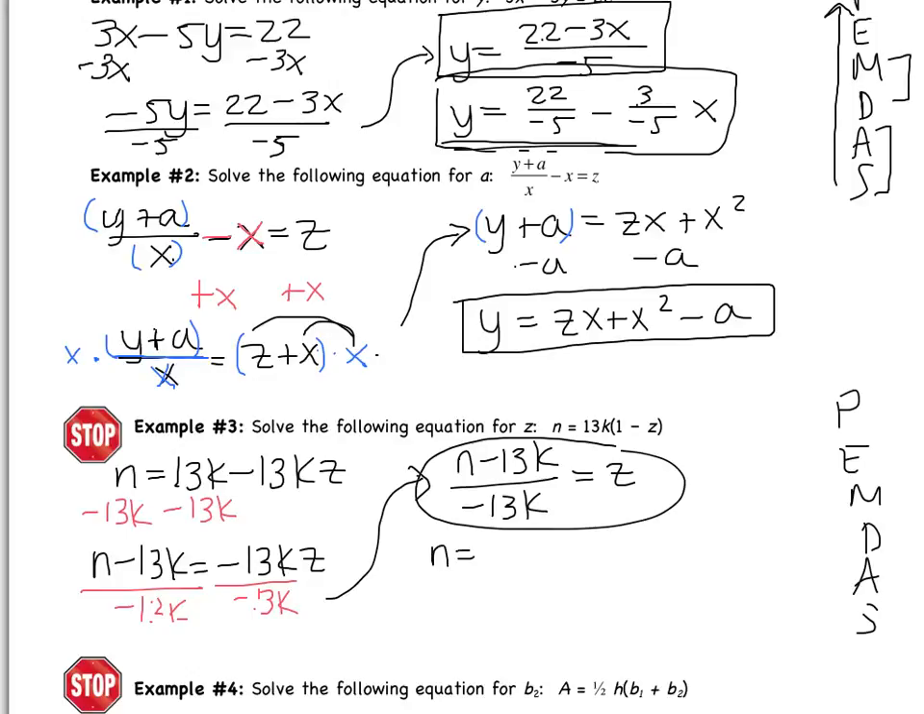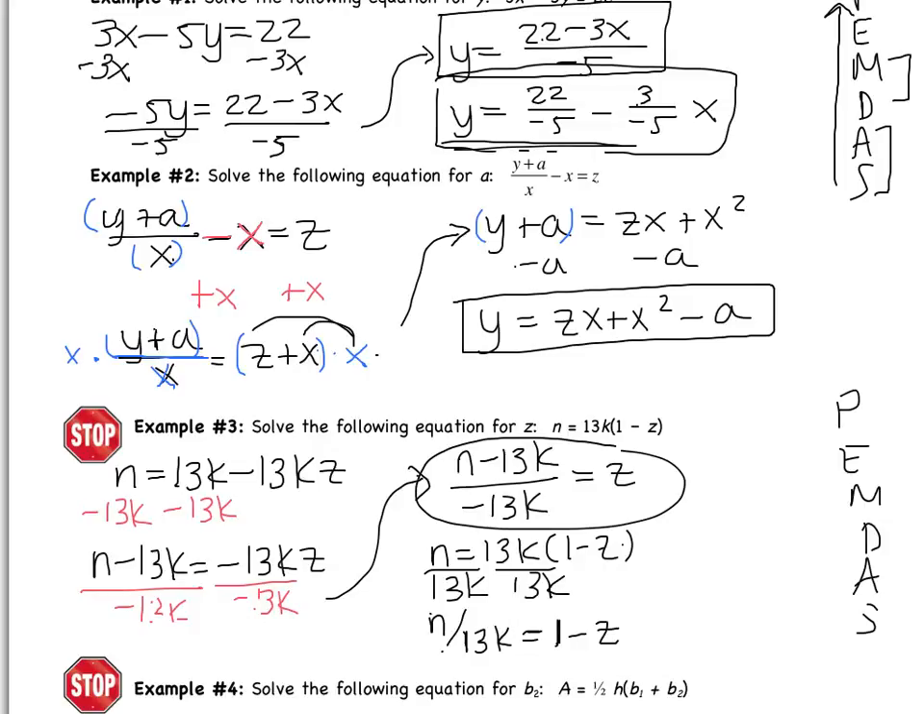If I recopy the problem, okay, there's really no reason to distribute the 13k. I'm not interested in the 13 and I'm not interested in the k. So right away, I can divide by them. 13k is next to parentheses, which implies multiplication. So to move it over, just divide by it. So I get n over 13k equals 1 minus z.